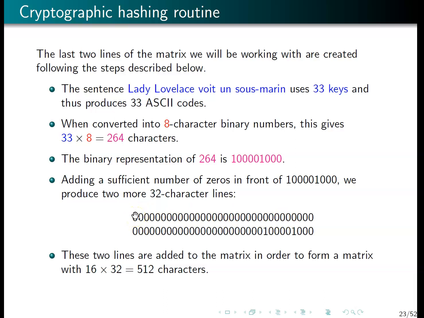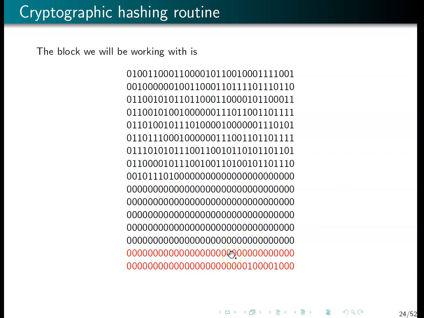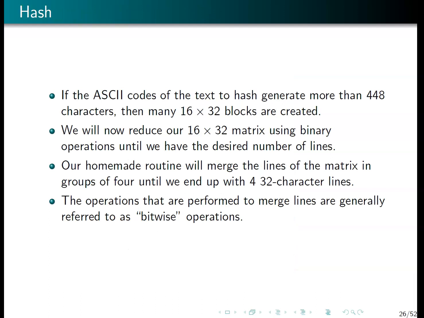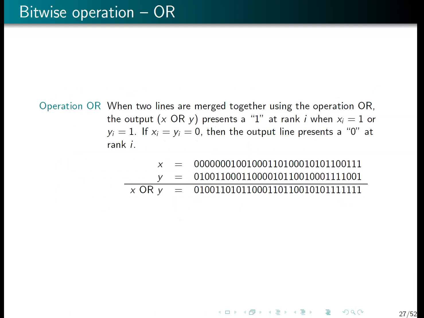My text could be huge. If I wrote a bunch of ones here, 64 times, that represents a text that can be quite large. We add these 2 lines at the bottom of our 14-line matrix, and that gives our 16 by 32 matrix we will be working with: 16 lines of 32 characters each. We will merge the lines together and perform binary operations on them until we end up with 4 lines. We convert these 4 lines into their hexadecimal representation, and that's going to be the hash of the text entered.